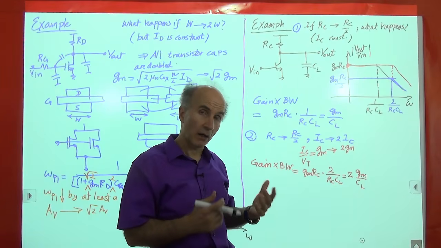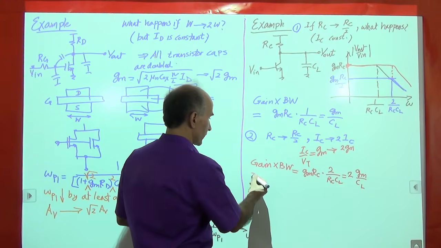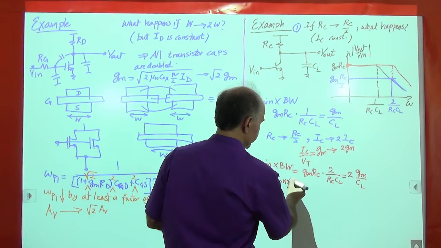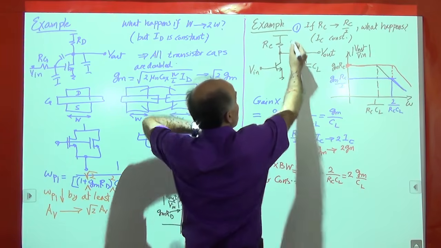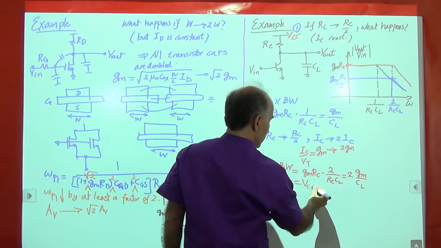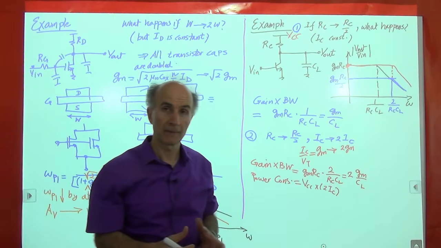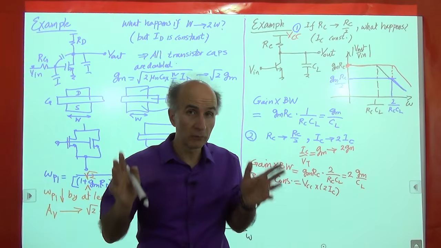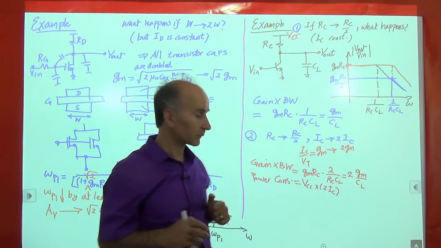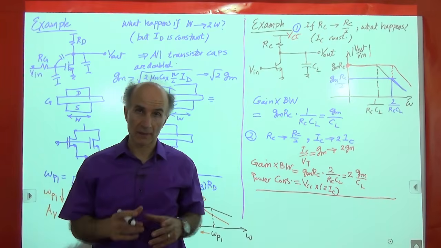No, it's not free. I am doubling the power consumption of the circuit. The power consumption of the circuit is given by the supply voltage, the battery voltage, times the current that we draw from it. So now it's VCC times 2IC. So we see that the power consumption is doubled. So yes, we managed to improve the gain bandwidth product, but what we paid is the power consumption of the circuit.